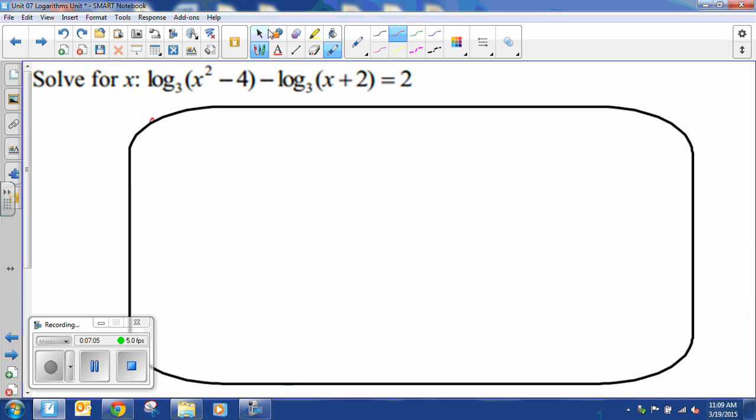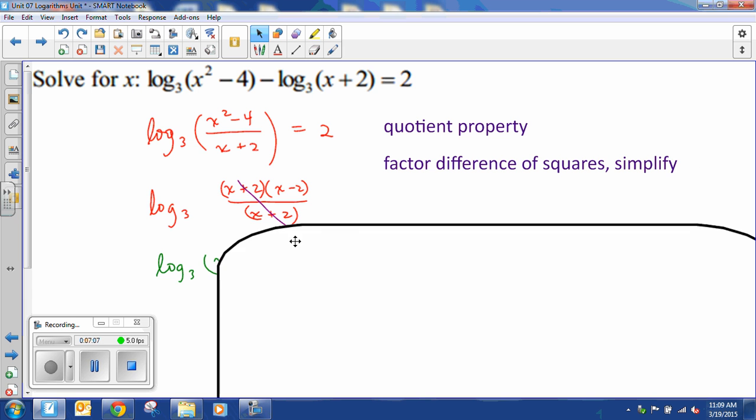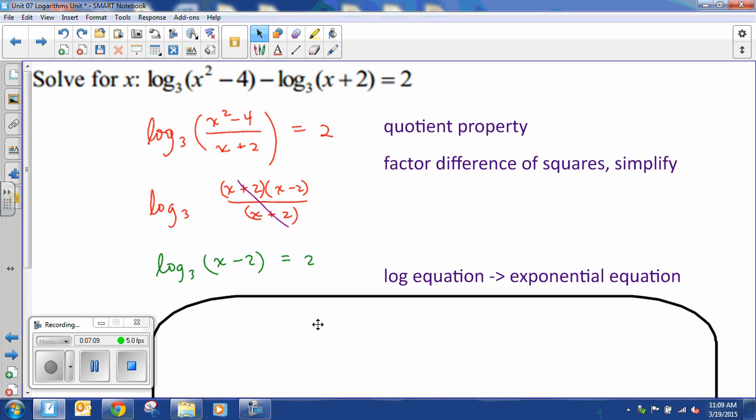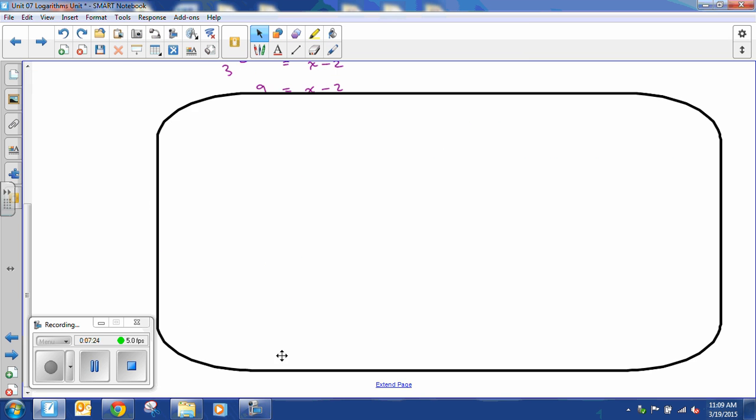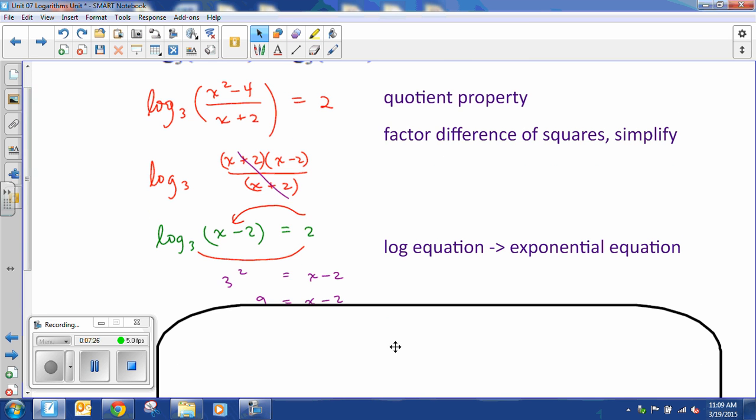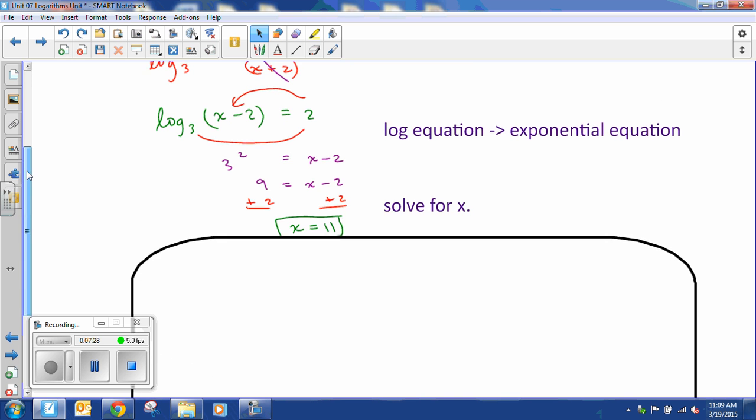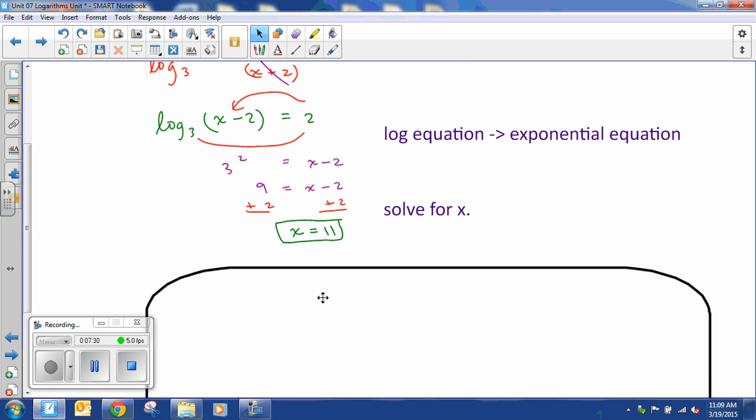And the last one, similarly, we're going to use the quotient property. And when you use the quotient property, you end up with x squared minus 4 over x plus 2. We want to factor the difference of squares. The x plus 2's cancel. So now we go around the world, and 3 squared equals x minus 2. Adding 2 to both sides, x equals 11. And there's the lesson.